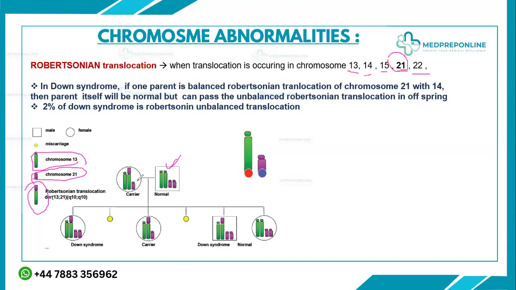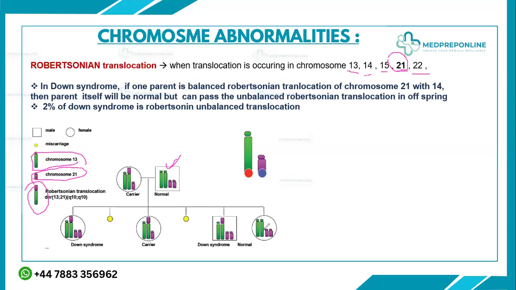Now when we make the crosses, 50% of them will be Down syndrome, one will be normal, and one will be a carrier. Three copies of the 21 chromosome will be here. Here again there is a Robertsonian translocation carrier and one will be normal. So that means Down syndrome can occur as a Robertsonian translocation, and in such a situation there can be inheritance into the offspring.